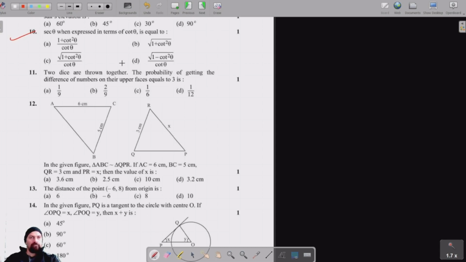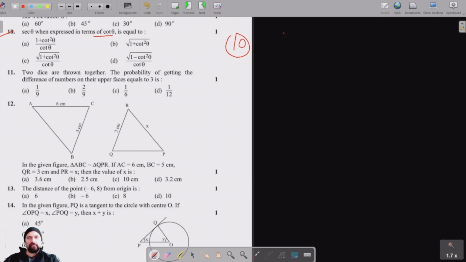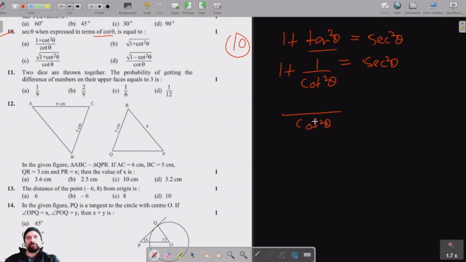On question number 10, we have to express secant theta in terms of cot theta. We know that 1 plus tan squared theta is equal to secant squared theta. For tan, I can write it as 1 upon cot, so this is 1 upon cot squared theta. Then let's take the LCM here. So this is cot squared theta plus 1 upon cot squared theta, which is equal to secant squared theta.